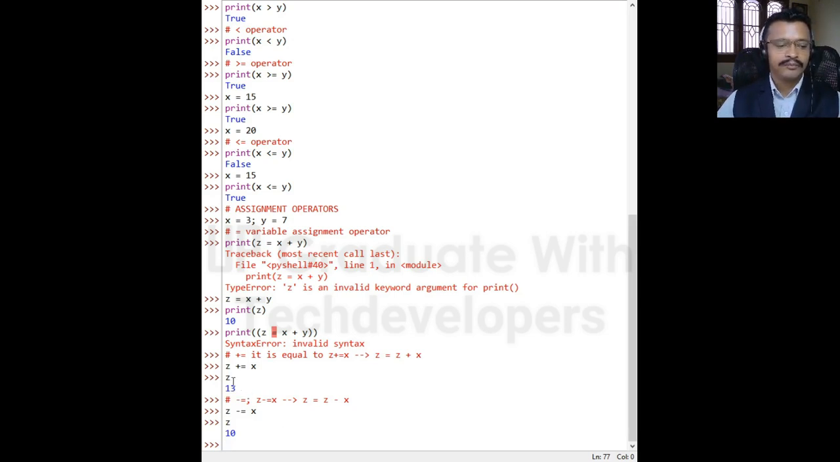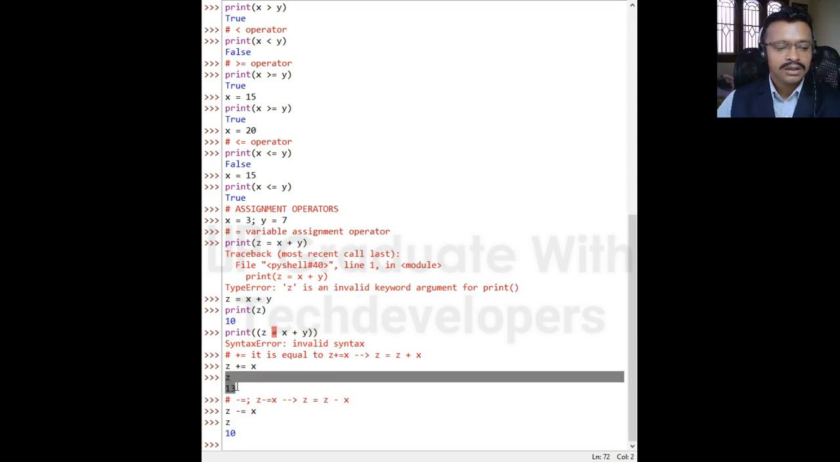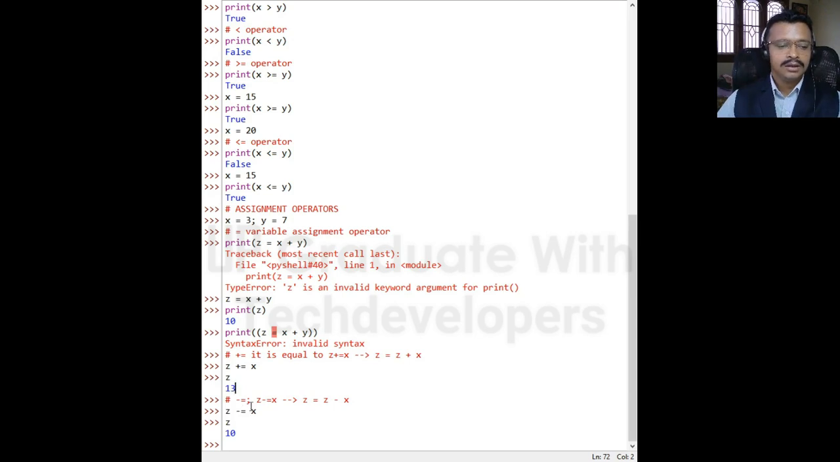Sorry, I am sorry. Our previous value of z is 13. So that's why it is taking this value 13, and then it is subtracting the value 3 from this 13. So 13 minus 3 is nothing but 10. So we should be very careful about the previous value.